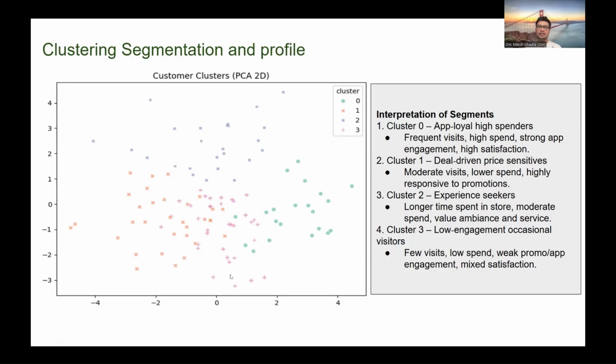And the last cluster, cluster number 3, which is in the middle of the x-axis, are generally low engagement occasional visitors who visit occasionally, spend less, and engage less with promotions and campaigns, and they generally have mixed satisfaction with the product. As we can see, some are on the left side of the axis, some are on the right, which describes their behaviors and can be a good target for promotional and campaigning activities.